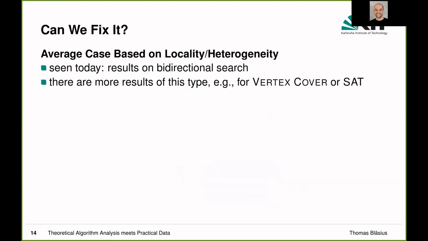Okay, so let me make an intermediate conclusion. Let's say, what have we seen so far? I've proposed the following fix for the discrepancy between theory and practice in the algorithm analysis, namely to do an average case analysis on random networks and there look at the difference that we get from changing how much locality and how much heterogeneity we have. And what I've shown you today is some results on the bidirectional search, but there are more results of this type, for example, for vertex cover or satisfiability.